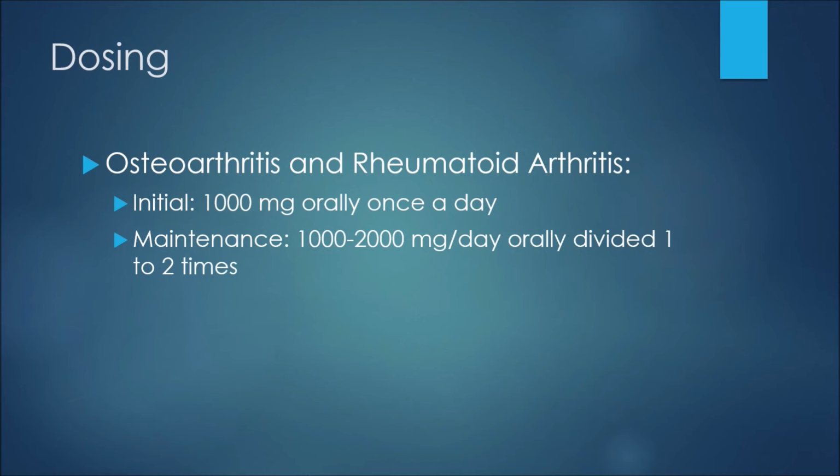Now for an example of dosing with Nabumetone. So in the treatment of osteoarthritis and rheumatoid arthritis, the dosing would be the same. The initial dose would be 1,000 milligrams orally once a day, and the maintenance dose would be 1,000 to 2,000 milligrams per day, given orally, divided 1 to 2 times.